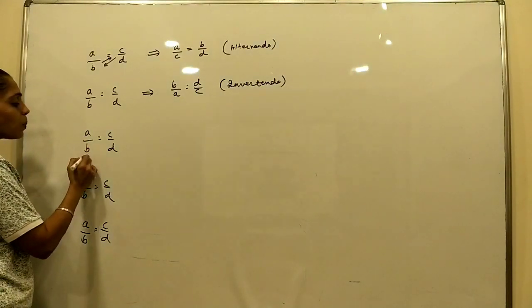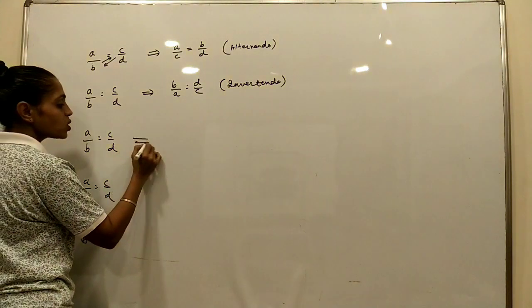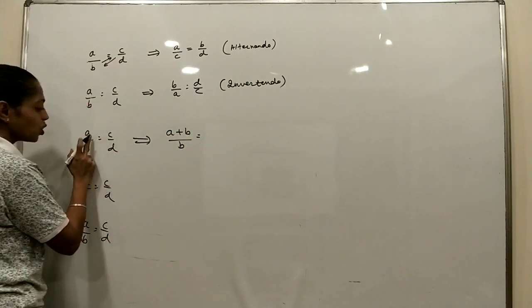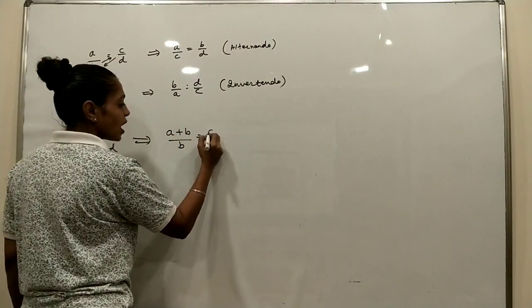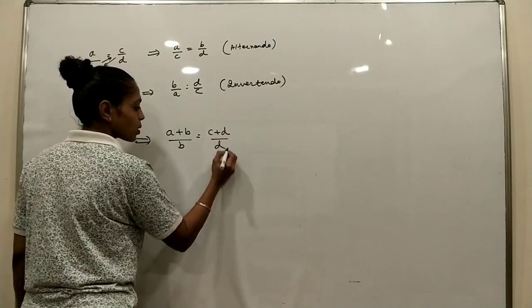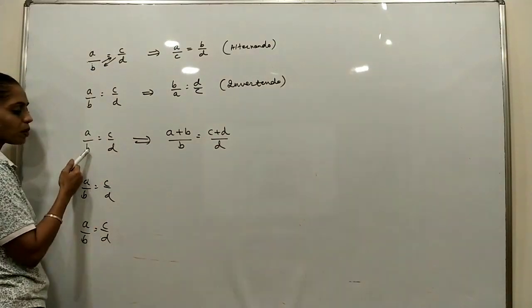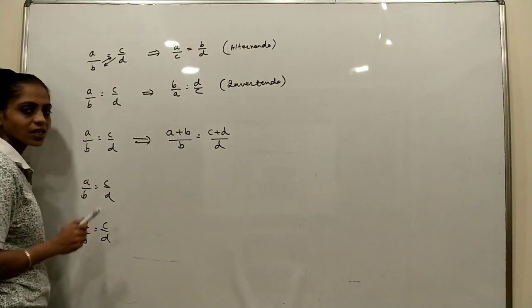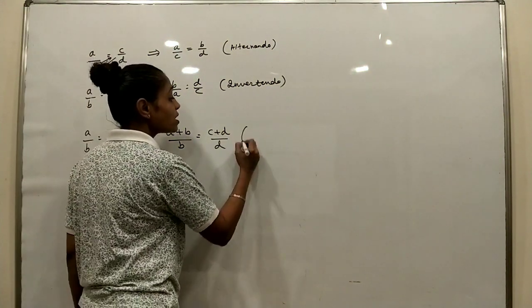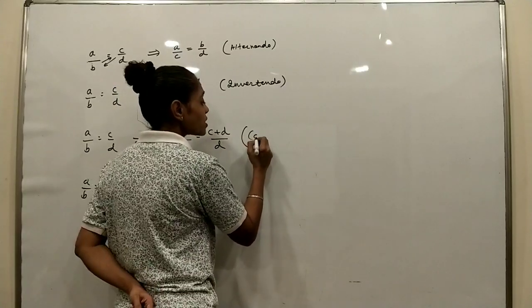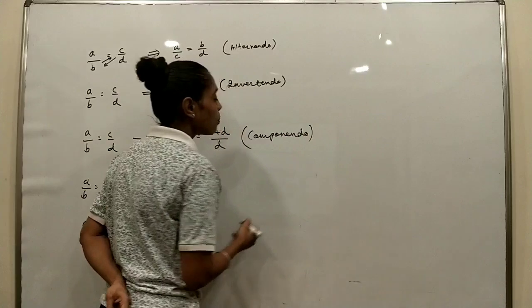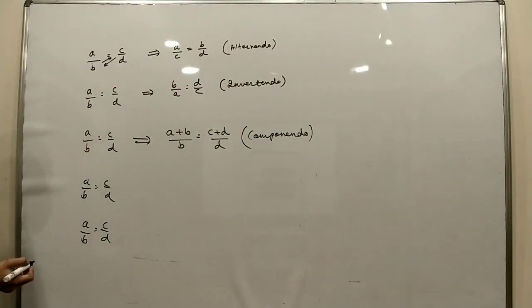Now A upon B equal to C upon D. So numerator plus denominator, and numerator plus denominator on both the sides. A plus B upon B and C plus D upon D. Still the result is same. It is known as plus, means known as componendo. Componendo.